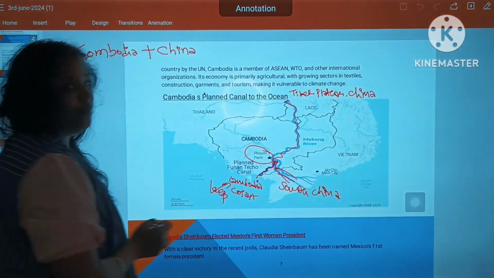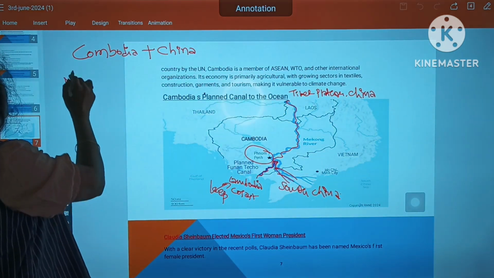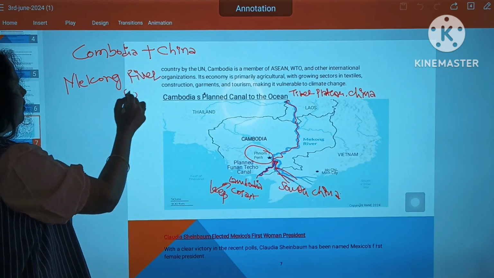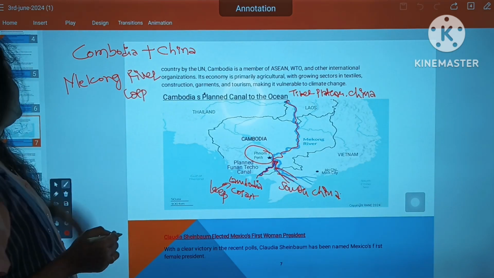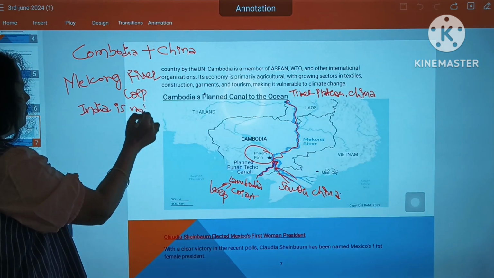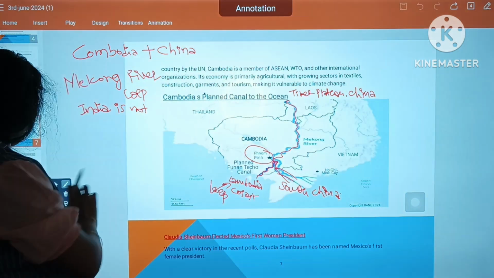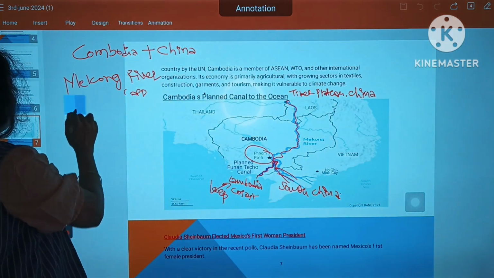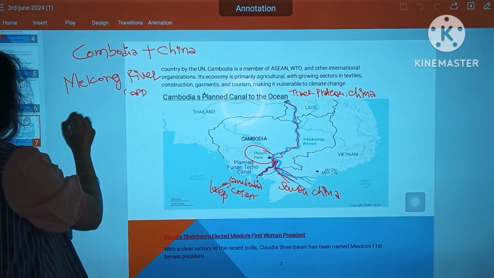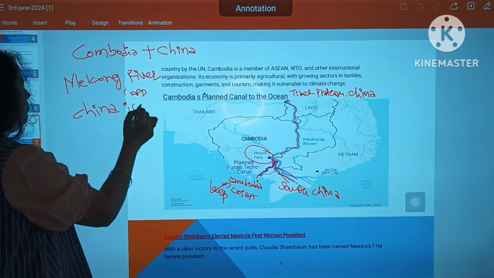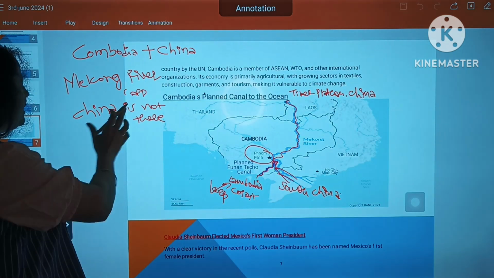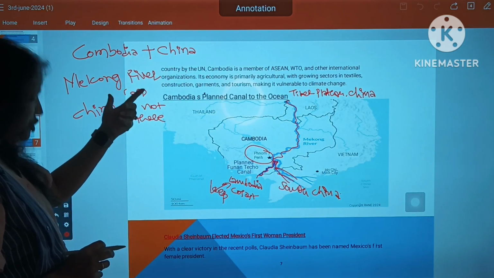So you might have heard before in the news about the Mekong River Cooperation. In this, China is not there. Why? Because what are the members of this Mekong River Cooperation?